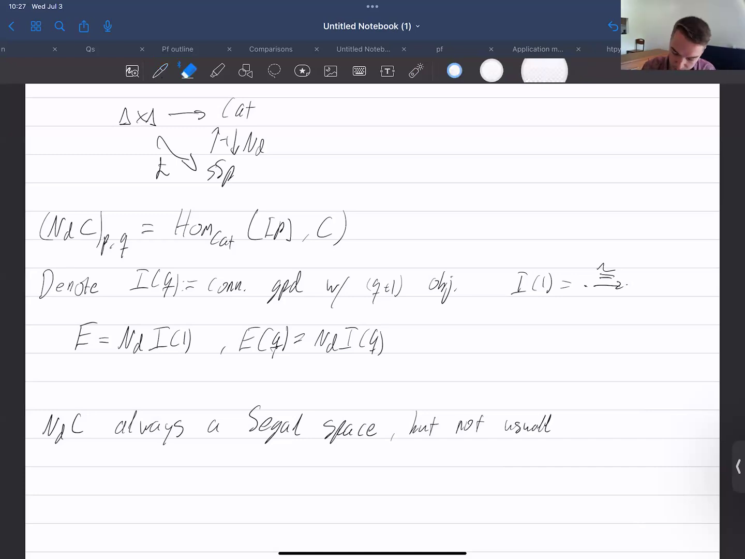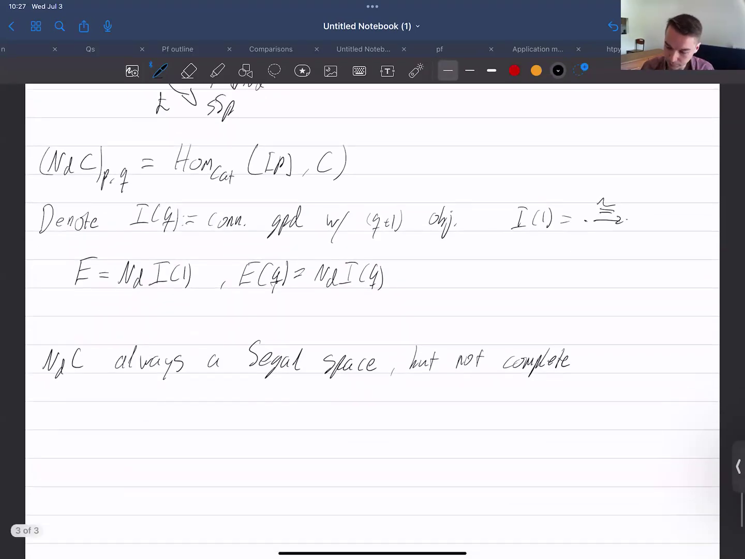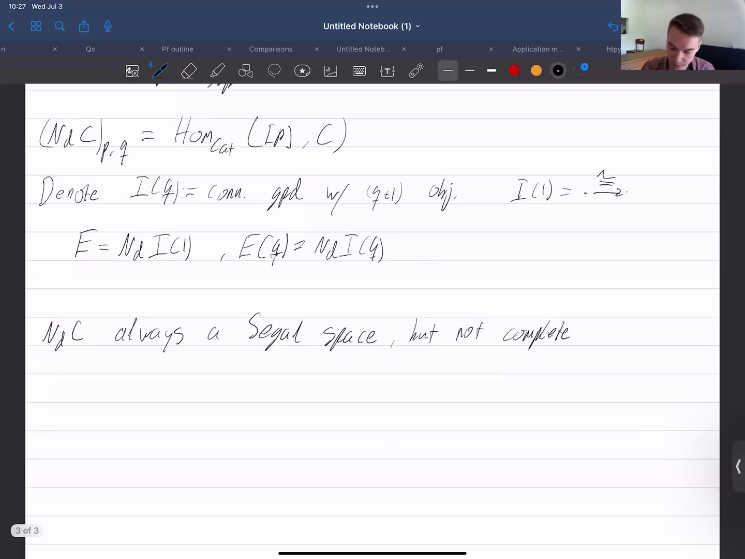complete. In fact, we can precisely characterize when it's complete or not. It's not complete if C has a non-identity isomorphism. So that means this discrete nerve fails to capture the isomorphisms or equivalences in this category C. And that's what we want to fix, if we want to make this nerve construction also have this completeness property.